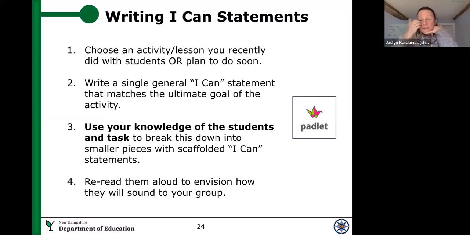All right, so we're going to practice a little bit. Hopefully you have something that you're doing today or soon, or just something in mind that's been hard. Susan, you said K-2 things have been challenging. So think of an activity or lesson that you plan to do soon, and then start with writing a general I can statement that matches the ultimate goal of the activity. We're not even going to worry about standards yet, or at all, but we will talk about that at the end. Right now, just knowing what you want to do with students. And then we're going to break it down.